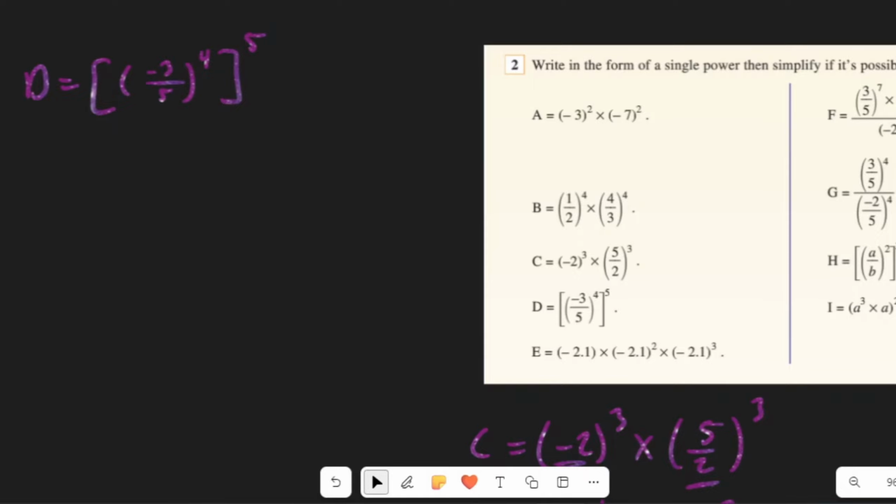To break this down, we'll first have to look at the base. Negative 3 over 5. So it's a negative number. It's less than 0. Now we look at the first exponent, the 4. Since 4 is an even number, we know that we'll get a positive result, and positive to the power of 5.